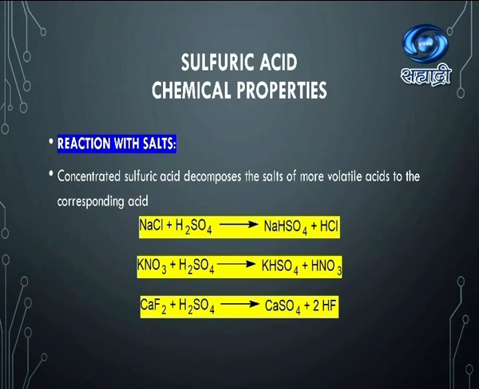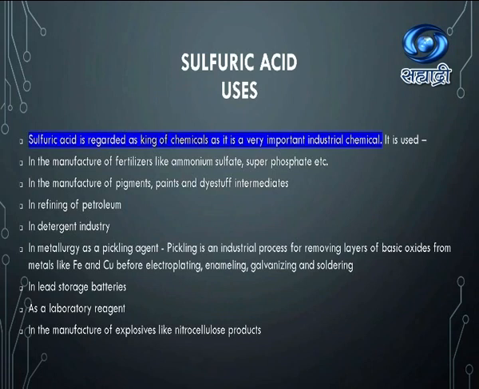Then reaction with salts. Concentrated sulfuric acid decomposes salts of more volatile acids to the corresponding acid. So some of the equations are given. With sodium chloride, sulfuric acid forms sodium bisulfate. Then sulfuric acid and potassium nitrate forms potassium hydrogen sulfate. And sulfuric acid with calcium fluoride forms calcium sulfate.